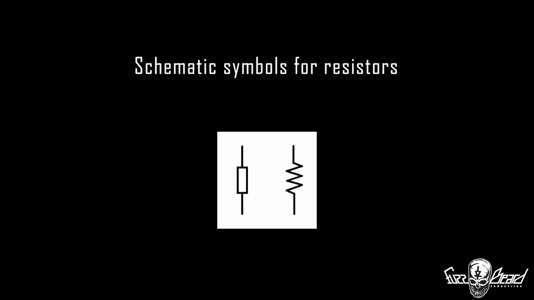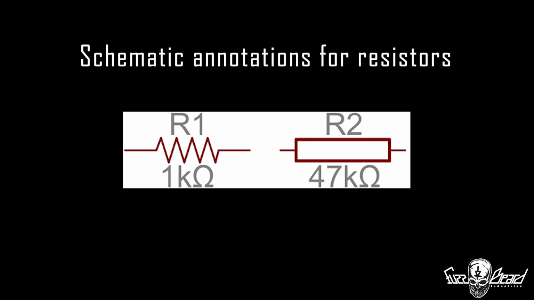The schematic symbol used to show a resistor in a circuit diagram can be either a rectangle or zigzag, with lines at either end representing the body and legs respectively. On schematic diagrams, resistors are represented with the letter R and usually labelled with a reference number and a value.